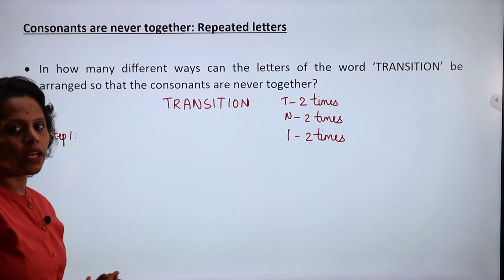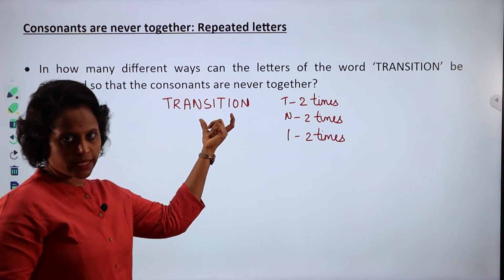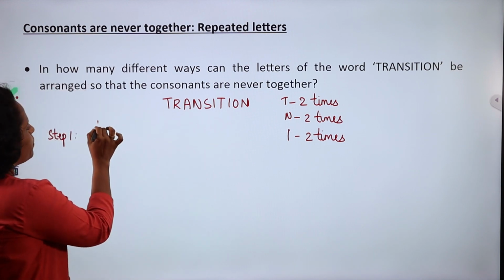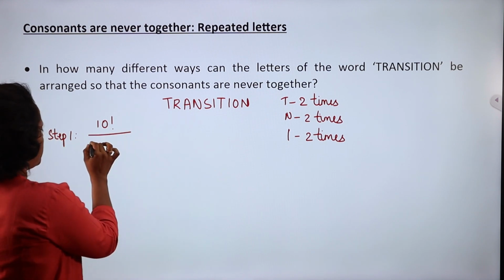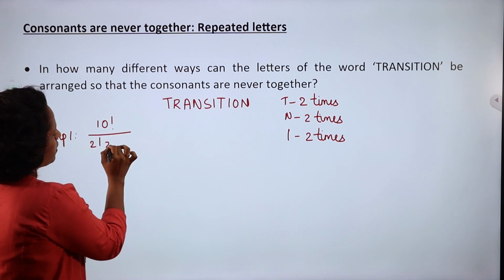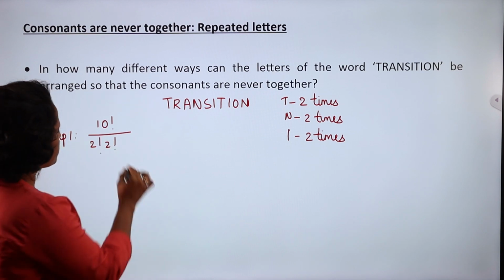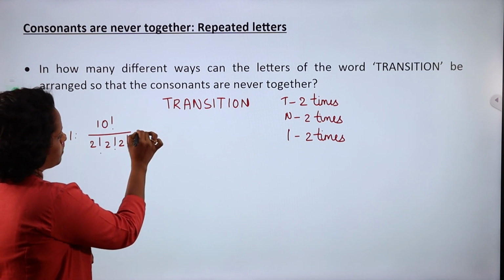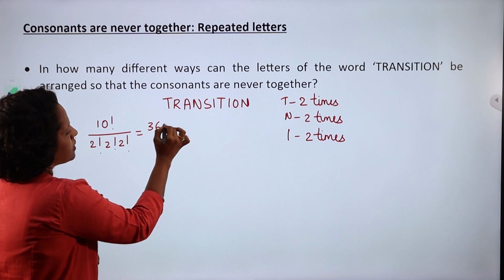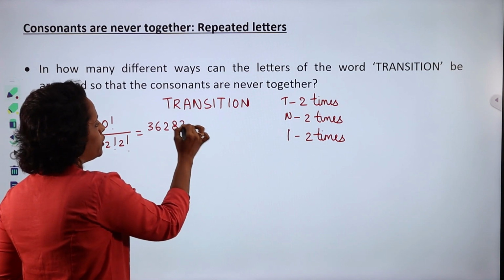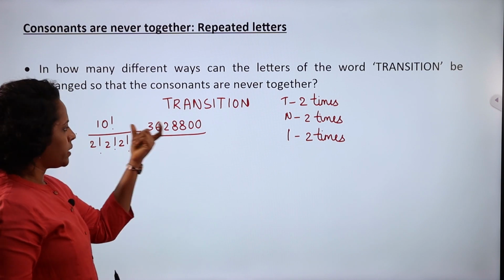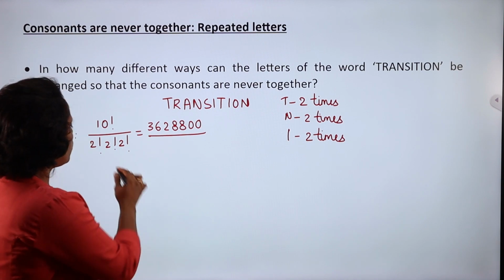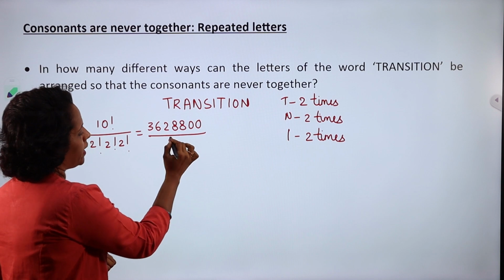The first step, total number of words that can be formed using these 10 letters. That will be 10 factorial divided by T is repeated twice, I is repeated twice, N is repeated twice. 10 factorial, I have told you to remember these 0 to 10 factorials, is very important. 3, 6, 2, 8, 8, 0, 0, 2 to the 4, 4 to the 8.